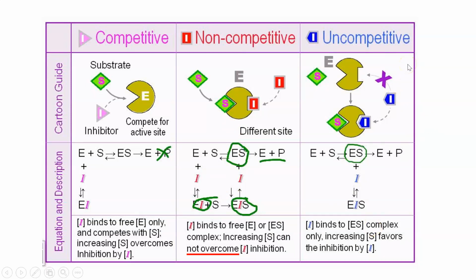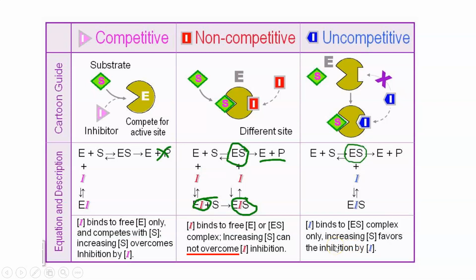Now, uncompetitive is a bit different, because the inhibitor doesn't bind to the empty enzyme, and it only binds to the enzyme in its enzyme substrate complex. The inhibitor becomes more active or more potent, if you like, when you have more substrate. If you have more substrate, the bigger the chance you're going to form enzyme substrate complex, and therefore the bigger the chance the inhibitor will bind. So increasing the substrate concentration actually favors the inhibition by the inhibitor.